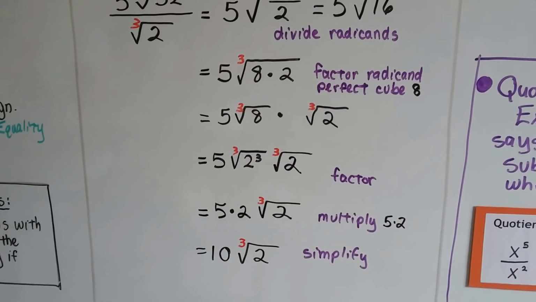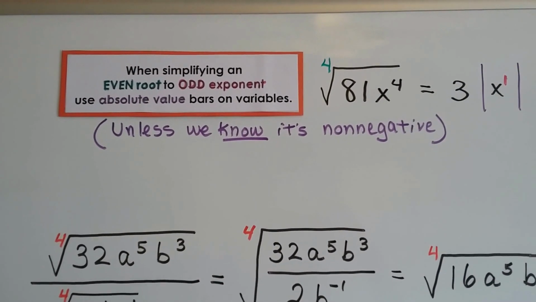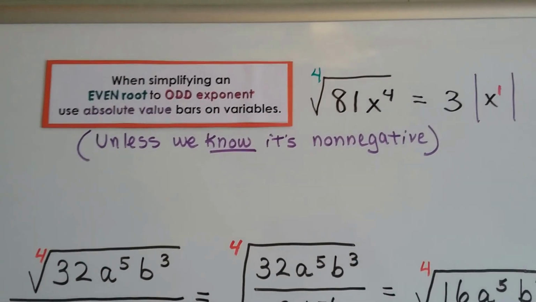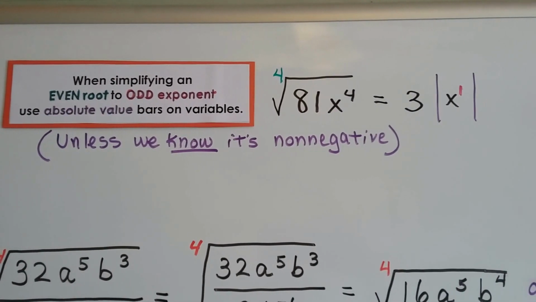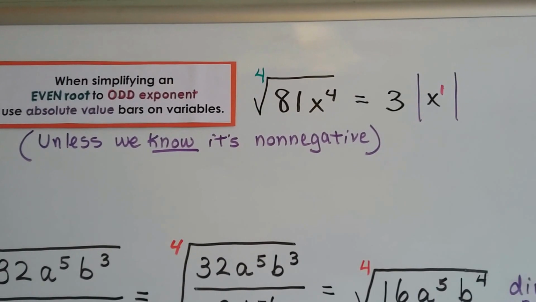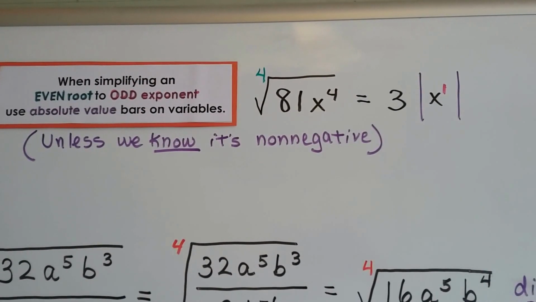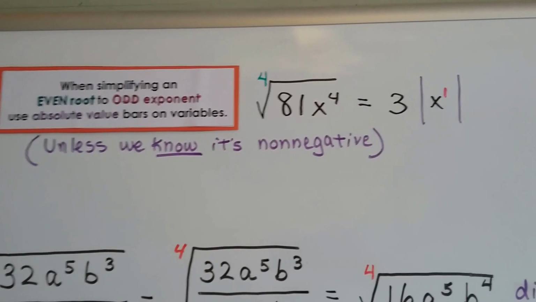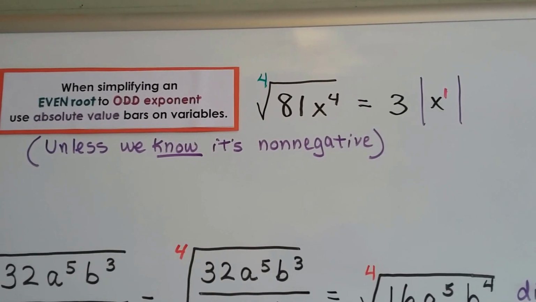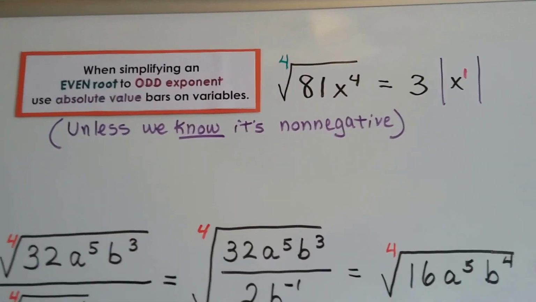Let's try one that's a little bit harder, and I want you to remember what we've talked about in the previous videos about even roots and odd exponents. When simplifying an even root to an odd exponent, we use absolute value bars on the variables. So we have an even root of 4, and when we simplify it to a 3x, that x only has an exponent of 1, which is odd. It's an odd number: 1, 3, 5, 7, 9, odd numbers. So because it's simplified to a 3x, that x needs to go into absolute value bars. It's an odd from an even root.